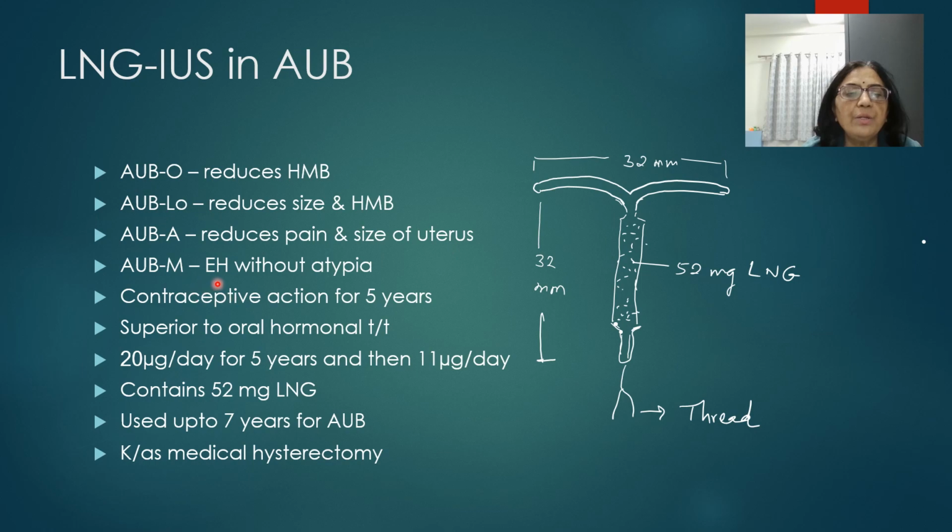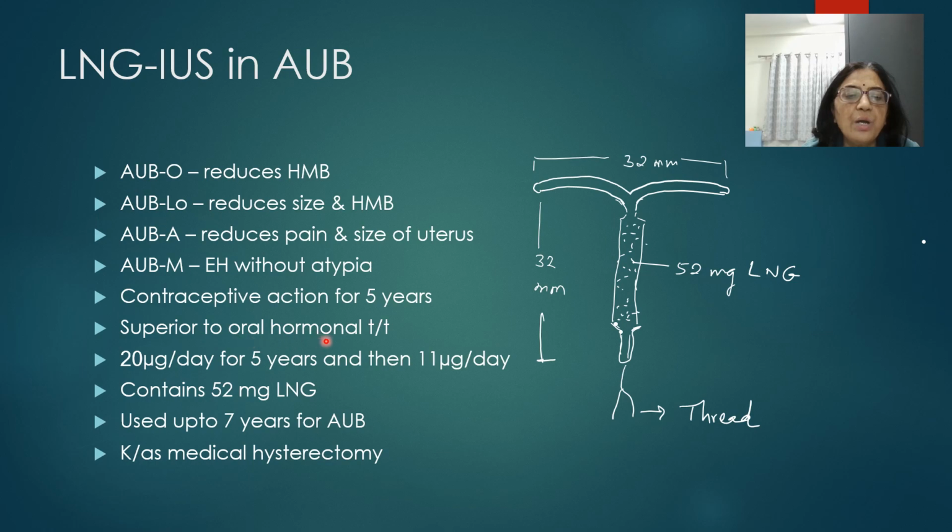In AUB-M, when there is endometrial hyperplasia without atypia, one can go for LNG-IUS, whereas whenever there is atypia, we are more worried about its progressing to endometrial carcinoma, and sometimes in these cases we can go for hysterectomy also. But whenever it is endometrial hyperplasia without atypia, LNG-IUS will be effective in reverting it back to a normal endometrium. It has its contraceptive action for 5 years.